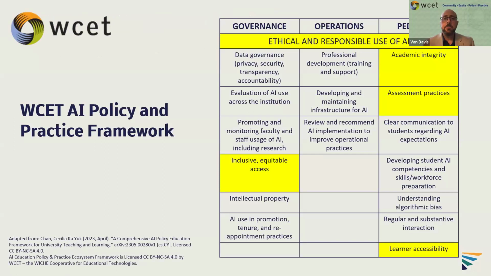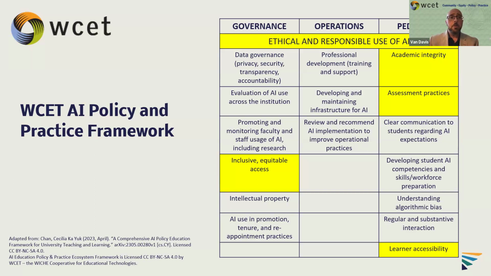So once we have this ethical framework in place, at WCET last year, we developed an AI policy and practice framework. And you'll notice that we have three categories here. We have governance policies, we have operations policies, and we have pedagogy policies. But you'll see at the top there that ethical and responsible use of AI cuts across all of those categories of policy development. Because we feel that we have to work from that ethical framework. And that's a framework that you begin to create individually. It's a framework that you also can begin to create collectively, both as your department and even as your institution.